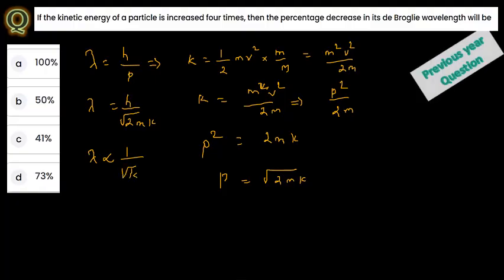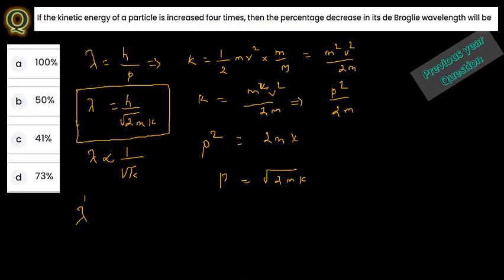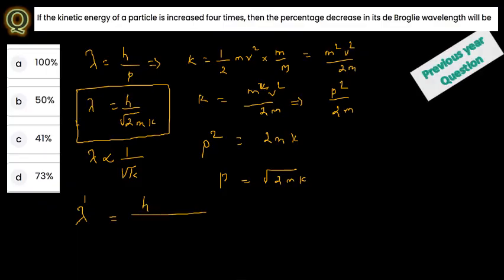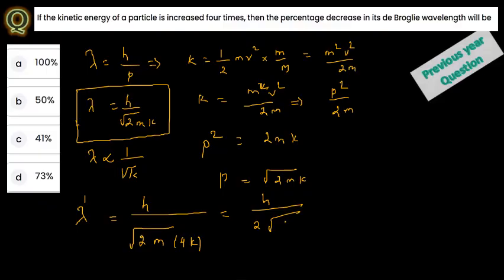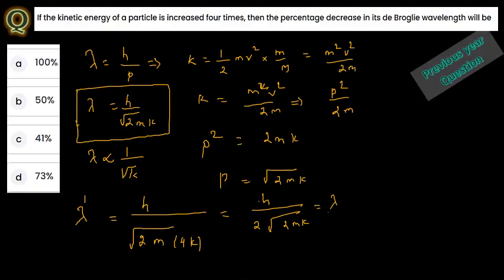Now lambda is equal to h divided by the square root of 2mK. Next, if kinetic energy has been increased, what about lambda? I mention it as lambda dash. Kinetic energy has been increased 4 times, so we have h divided by the square root of 2m into 4K. That gives h divided by 2 times the square root of 2mK, and h divided by the square root of 2mK is lambda, so this is lambda divided by 2.